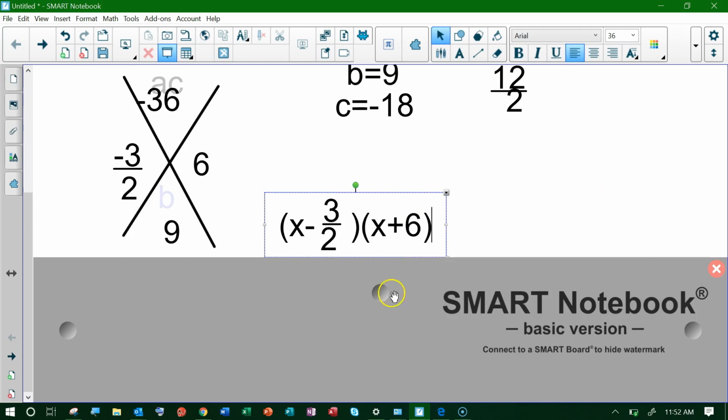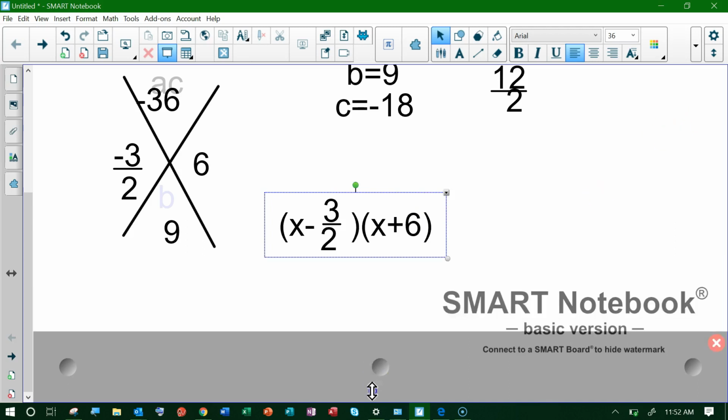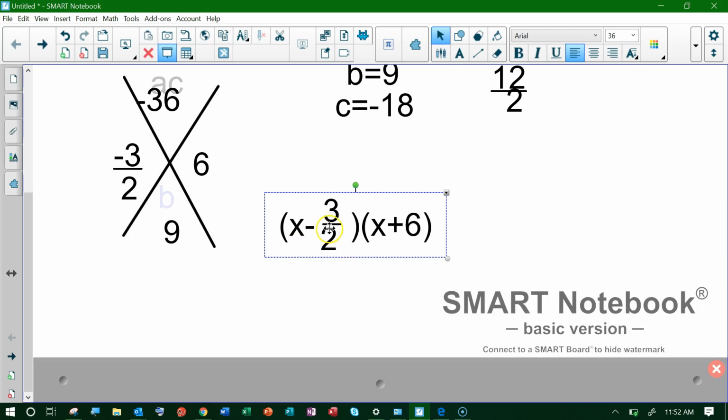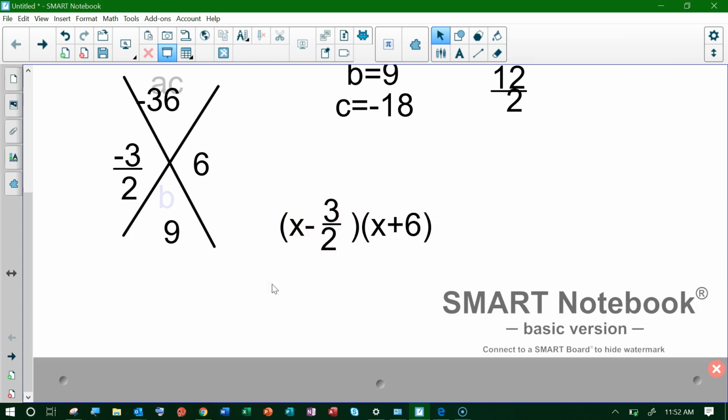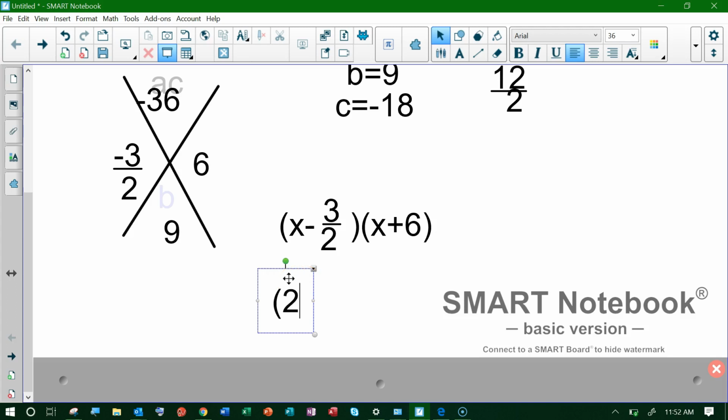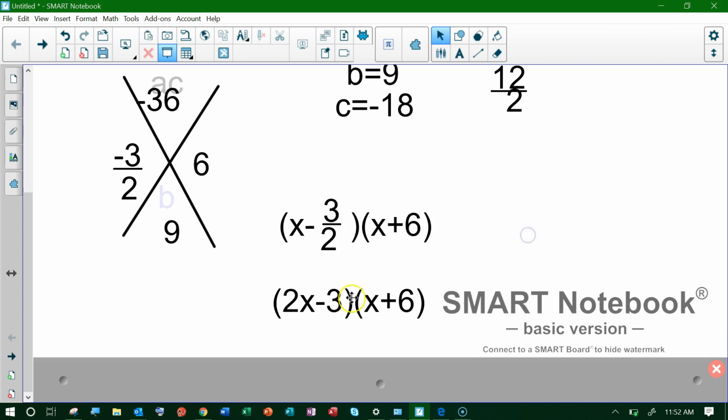All right, so I'm almost done. All I gotta do is swing this. When I swing this first factor, the 2, which is in the denominator, becomes my coefficient, 2x minus 3. And x plus 6 is done. I can just leave that like it is. And that becomes my result.